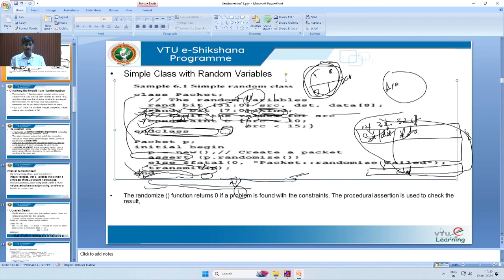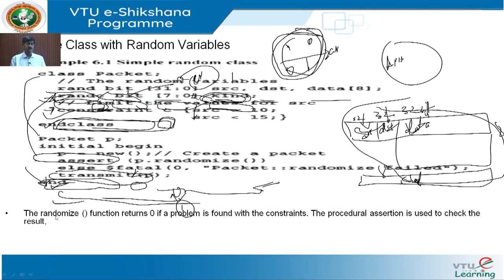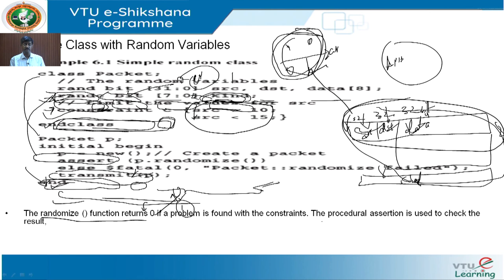This is the simplest analysis of those values, our assertion values. What I am looking for is a randomize function which returns 0 if there is an error. Let us say the packet should be generated with a source value from 10 to 15. If it is unable to generate between 10 to 15, then it will be displayed as 0. If there is no constraint, then it checks all the asserted values which are considered here. That is normally a procedural assertion to check the results. So now the 0 is found with the constraints that are given here.